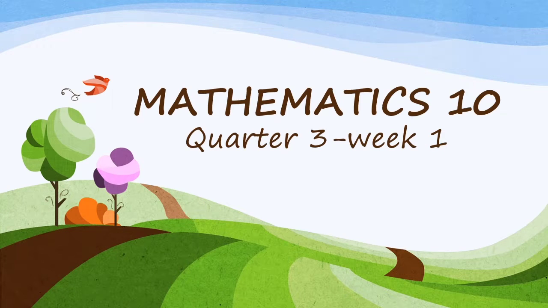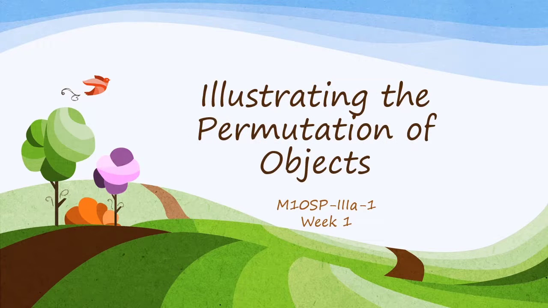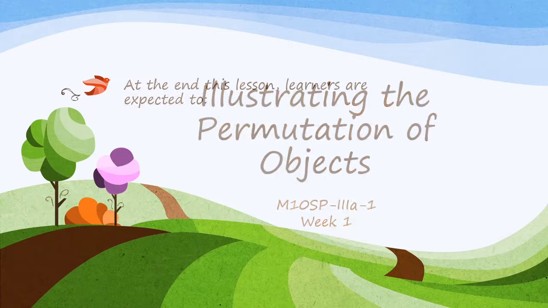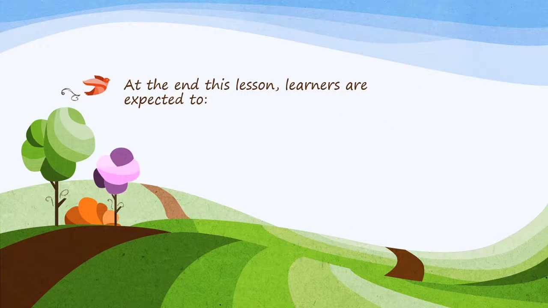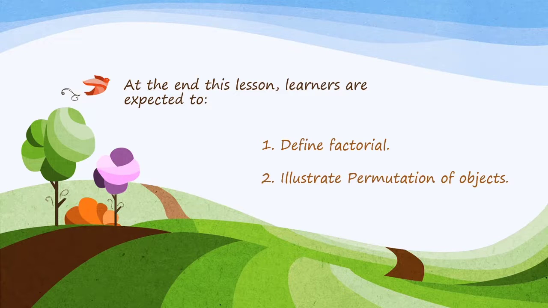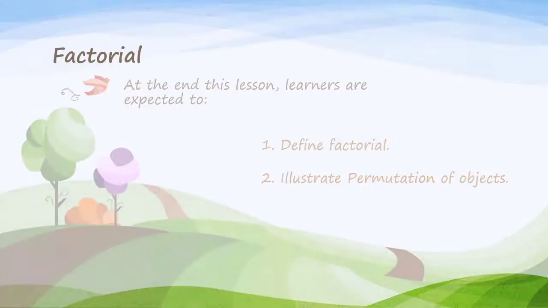Good day, learners. Welcome to our learning journey in Mathematics 10 for the third quarter week 1 lesson, which is illustrating the permutation of objects. At the end of this lesson, learners are expected to define factorial and illustrate permutation of objects. But before that, let us first define factorial.